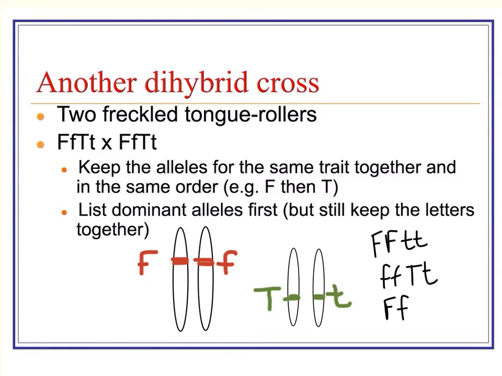So you always keep the F's together and the T's together, because those are the alleles for the same gene, so those want to be next to each other. And then it's just helpful to list the dominant alleles first, if they exist, because that makes it easier to figure out phenotypes.